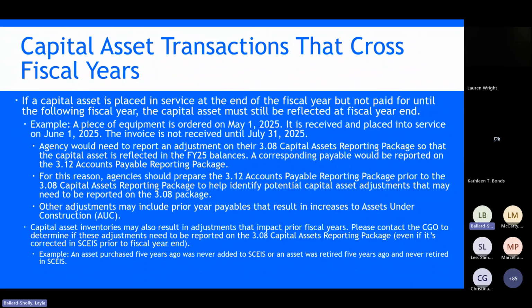Or even if you have one that maybe you did buy in that fiscal year, but you capitalized it a few months late or several months late, please still contact me because, again, we might need to do one of those unplanned depreciation adjustments and/or have you report it on the package.